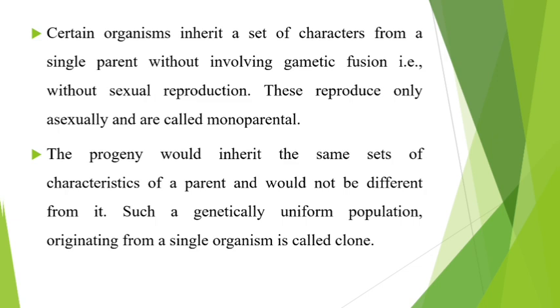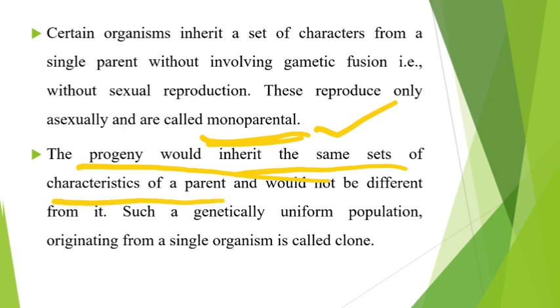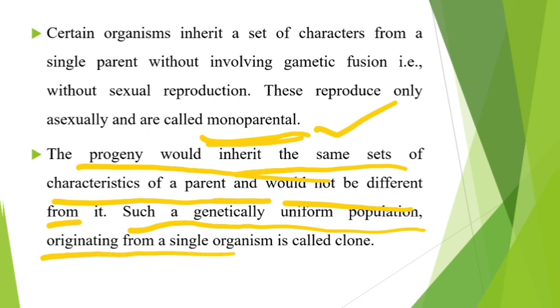Certain organisms inherit a set of characters from a single parent without involving gametic fusion, without sexual reproduction. So in asexual reproduction, gametic fusion is totally absent, and the offspring produced from a single parent are called monoparental. The progeny inherit the same set of characteristics as the parent and would not be different from it, because it is produced from a single parent. So there is no gametic fusion, no variation or recombination. Such a genetically uniform population originating from a single organism is called a clone.